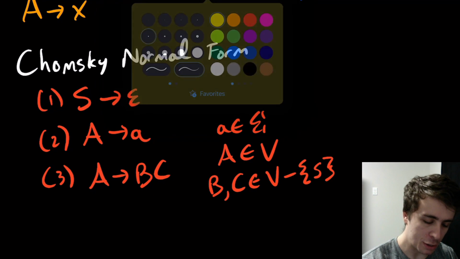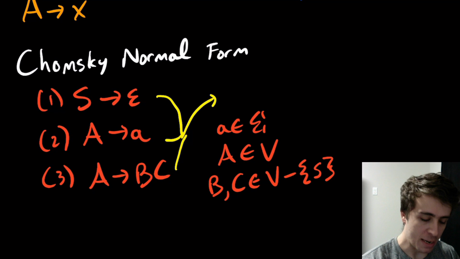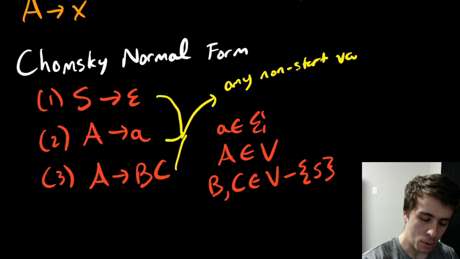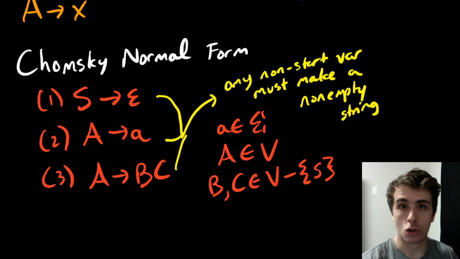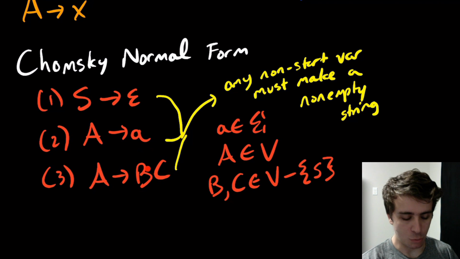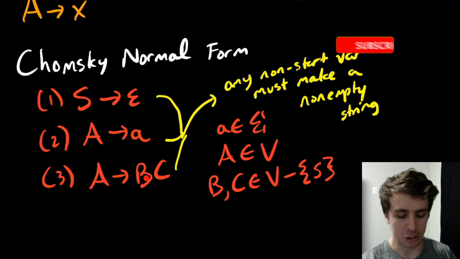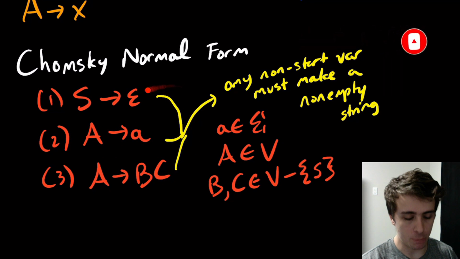So one logical consequence of this, based on these two, actually from all three, is that any non-start variable must make a non-empty string. That's just a logical consequence of this, because the only variable that can make the empty string is the start variable. And when I apply some rule like this, then these two can't be the start variable, which means they must make a non-empty string. Actually this rule plays a part in this, but the two main ones are these two.